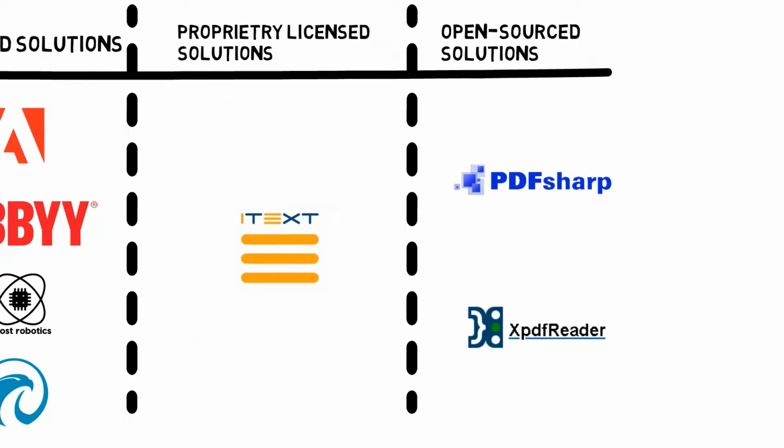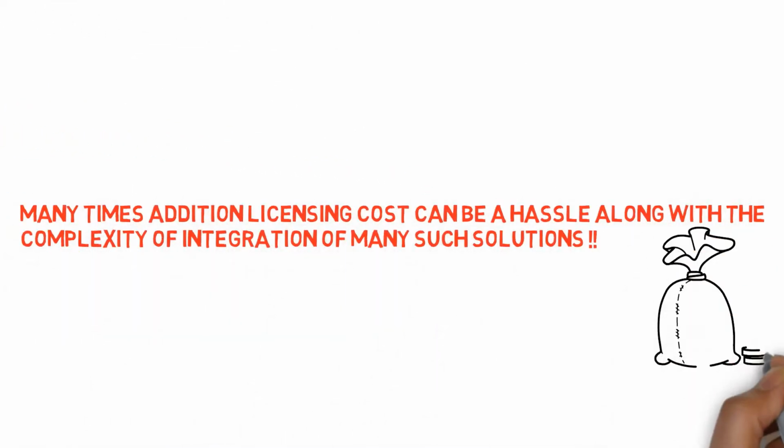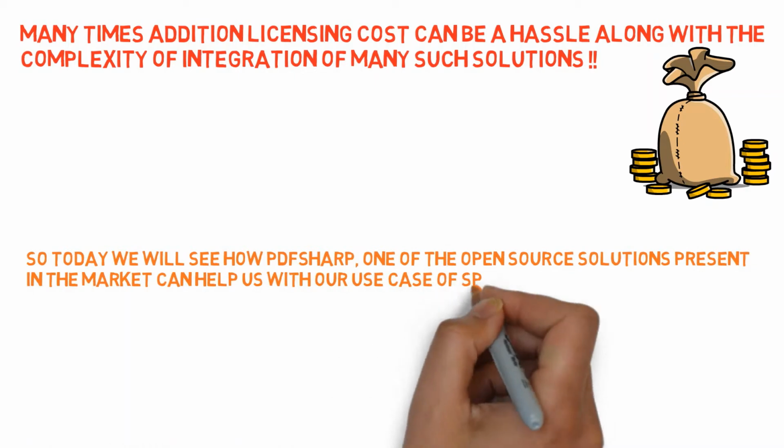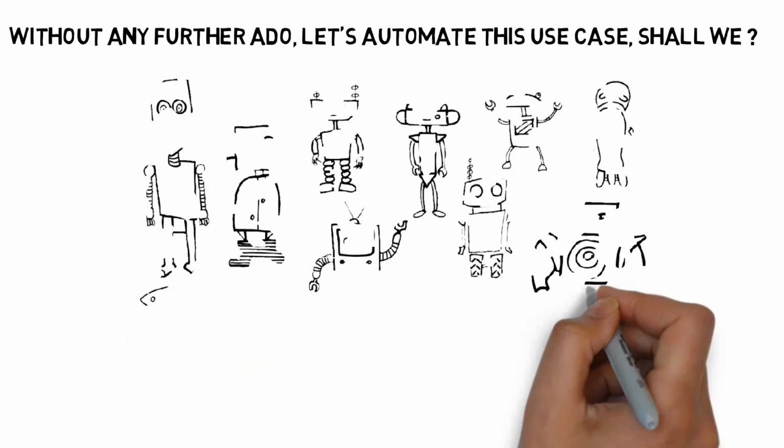So now the question comes, what is the hassle? Well, the main hassle that many people face is the additional licensing cost. No one wants to add cost to a robot that you're already using. So today we are going to see how PDFSharp, one of the open source solutions present in the market, can help us with our use case of splitting PDF documents. So without any further ado, let's automate this use case, shall we?